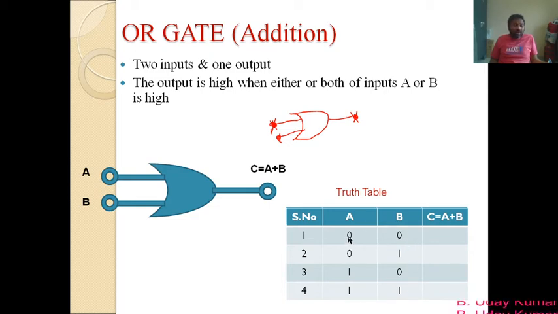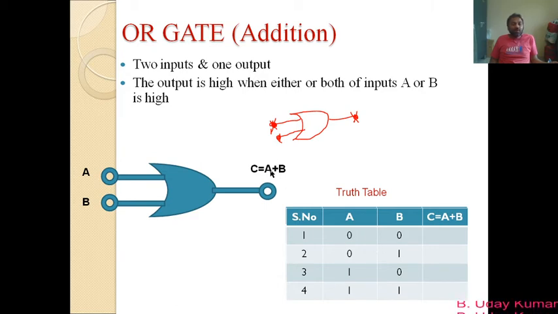You can apply zero potential to both A and B, denoted by 0 and 0, and zero potential to terminal A and high potential to B, given by 0 and 1. If you apply high potential to A, denoted by 1, and zero potential to B, denoted by 0, and similarly high potential to both A and B, those are represented by 1 and 1. When you apply potentials like that to both input terminals A and B, what may be the output of this OR gate, that you have to understand.